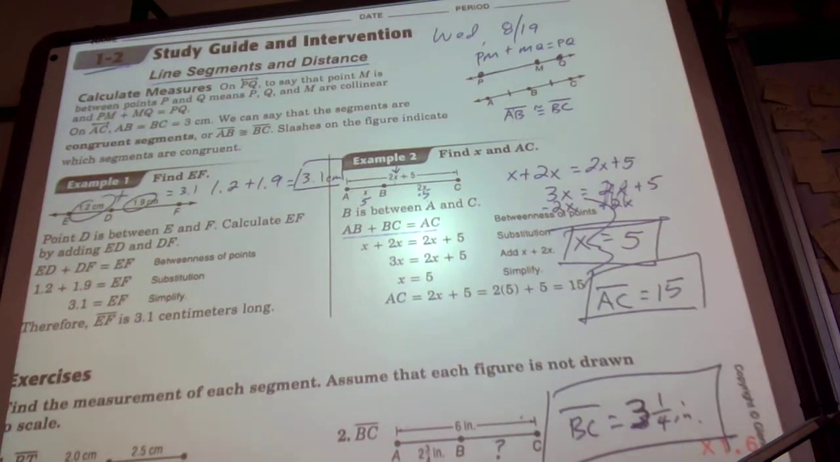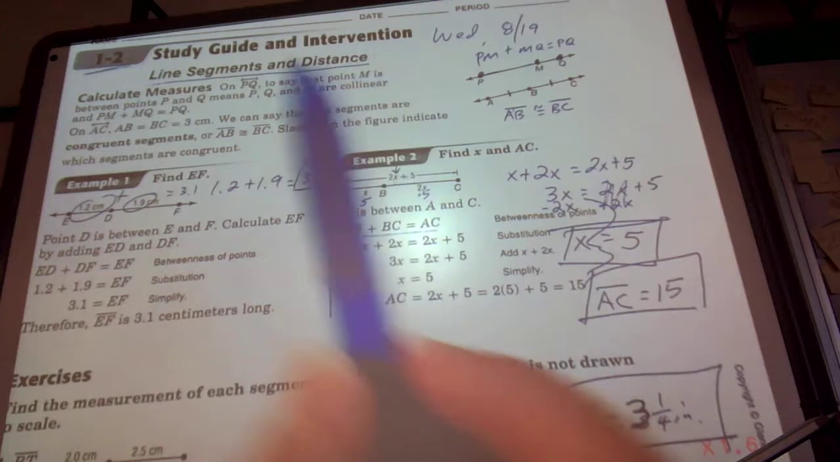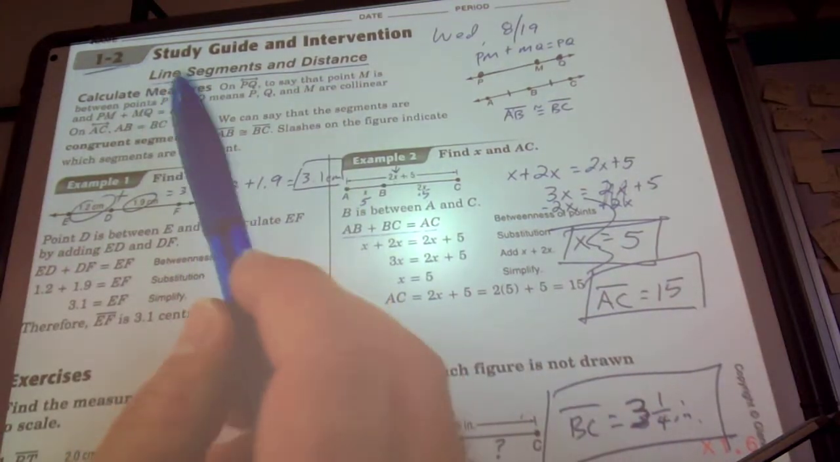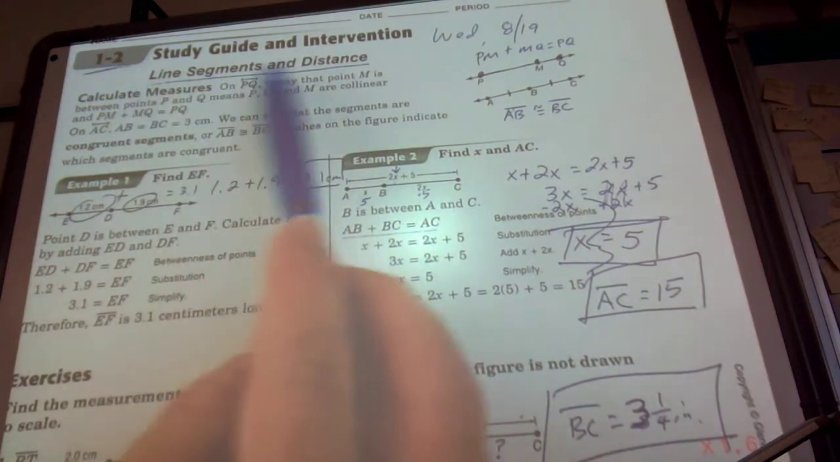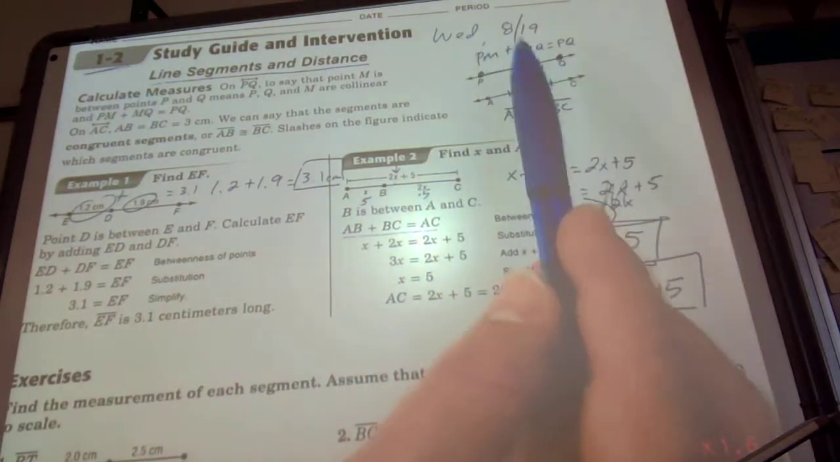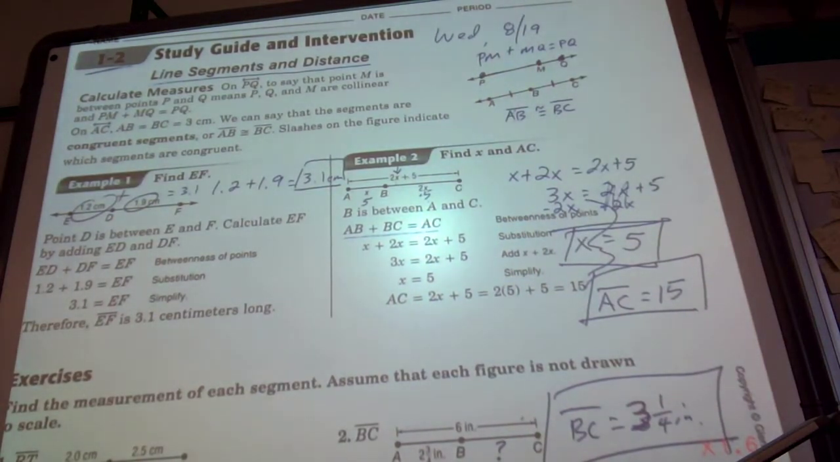A little bit different approach for me today. I'm not going to have you write down the bold statements and write exactly what it means, but you need to know what's going on in this top paragraph. So I'm going to kind of walk you through it. Again, my kids, kind of how we're doing this, we're putting 1-2, putting the title, lines, segments, and distance, and putting that today's Wednesday, August 19th.